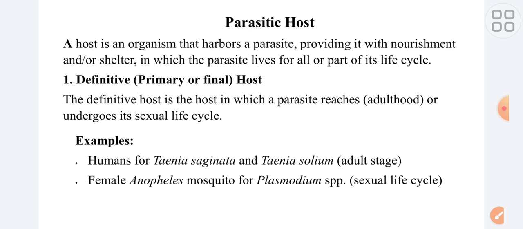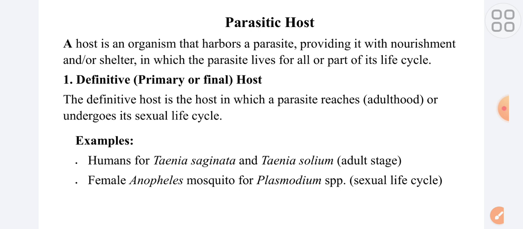Some parasites have no adult stage, so here we resort to the life cycle. If the parasite has its sexual life cycle in this host, we call it the primary host. The primary host either accommodates the adult stage or the sexual life cycle.